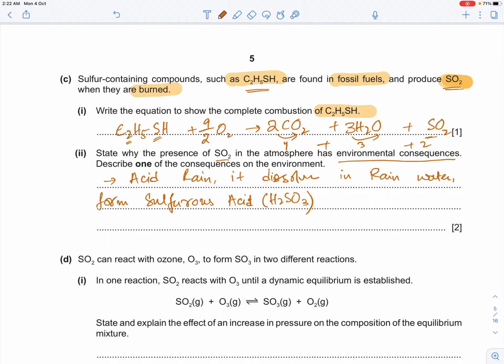So you can write any consequence of acid rain. It damages trees, kills fish and other marine life, destroys or erodes buildings, right? So any one of them.